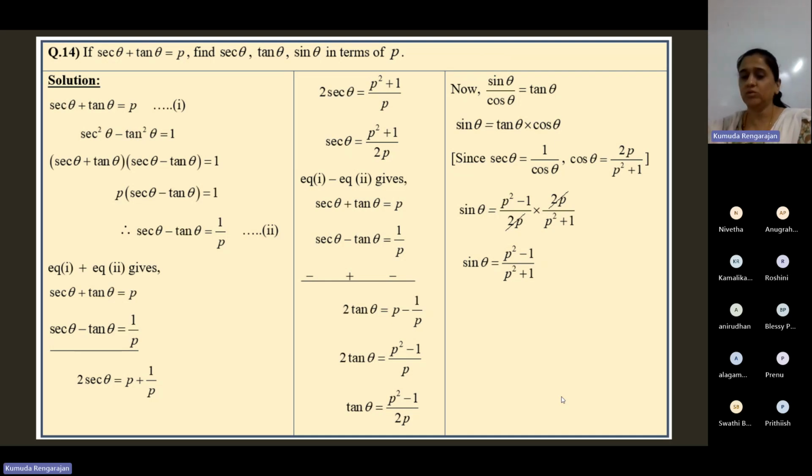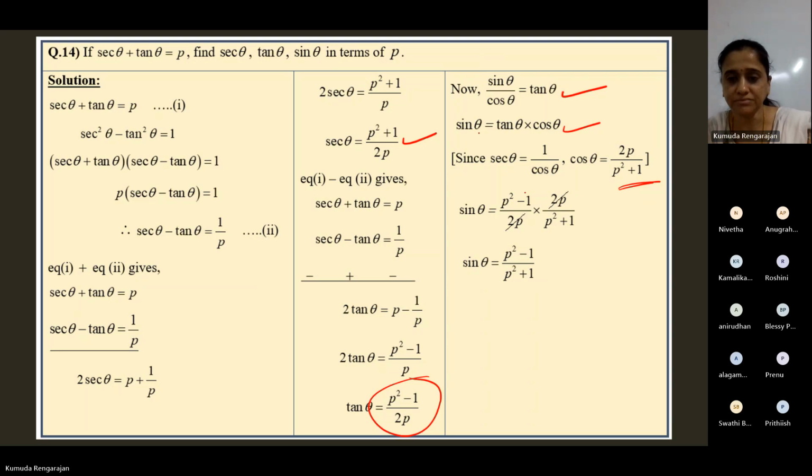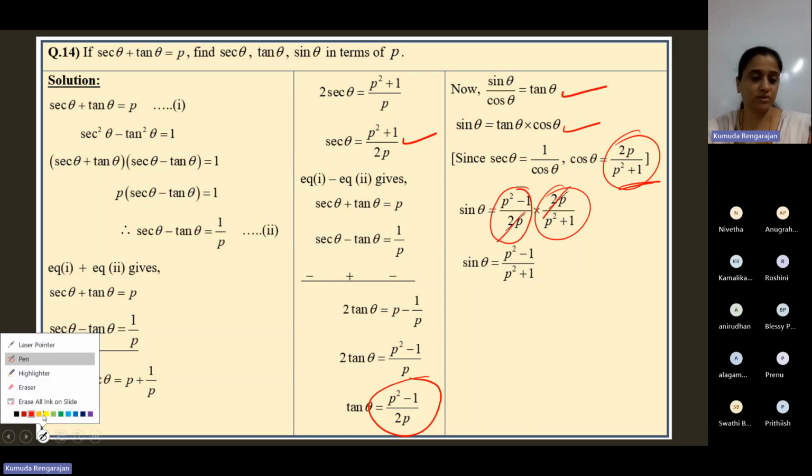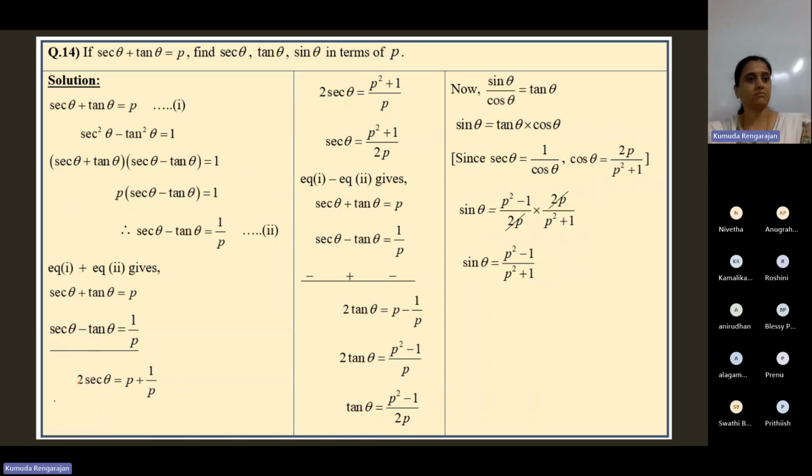Then you can see here, sin theta by cos theta is tan theta. So sin theta is tan theta into cos theta. So what is cos theta? This is secant theta. So cos theta will be 2p by p square plus 1. So sin theta is tan theta, where is tan theta? This is tan theta, into cos theta. This is cos theta. So 2p cancels, p square minus 1 by p square plus 1. Right?